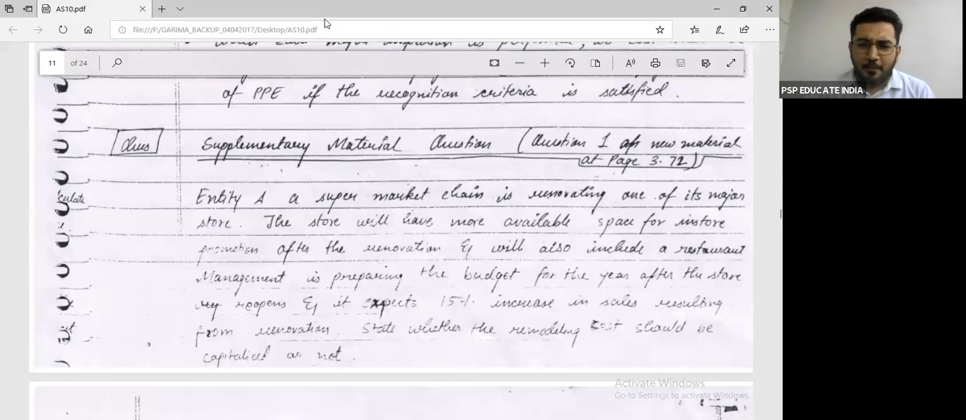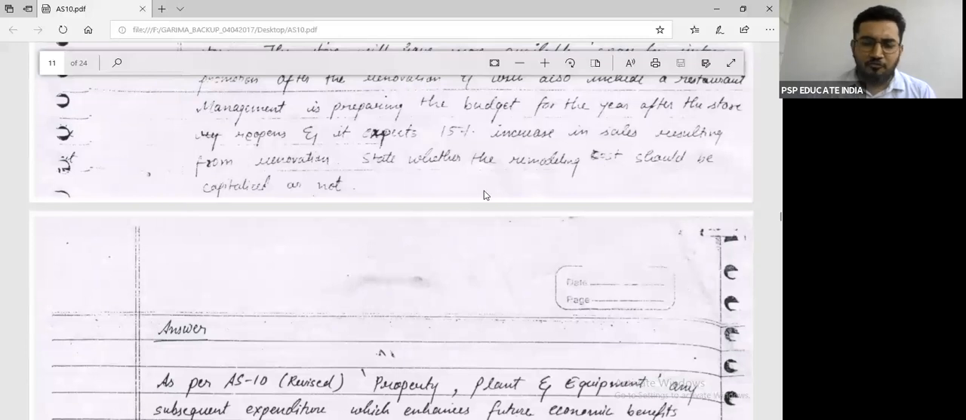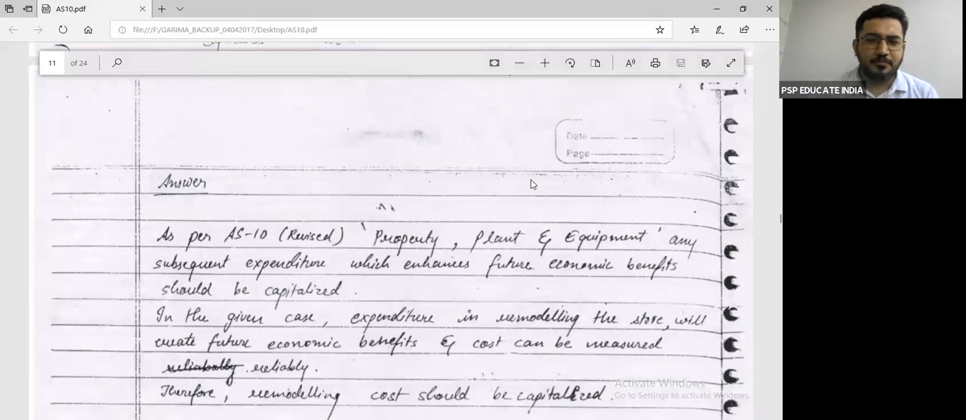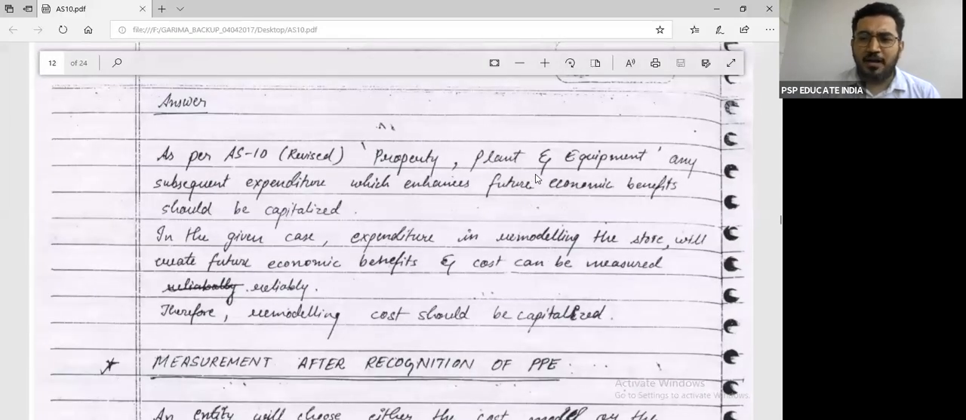Of course, it will be capitalized because it increases the efficiency, and it fulfills the criteria of Accounting Standard 10. See what they've given. As per AS-10 property, plant and equipment, any subsequent expenditure which enhances the future economic benefits should be capitalized. In the given case, expenditure in remodeling the store will create future economic benefits and cost can be measured reliably. Therefore, remodeling cost should be capitalized.